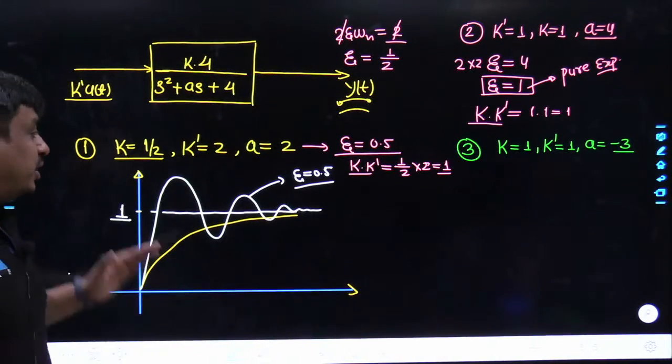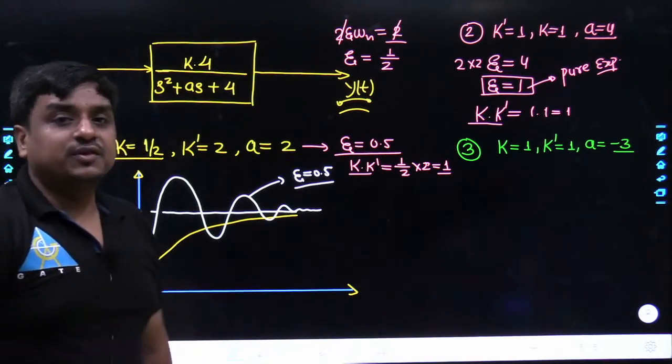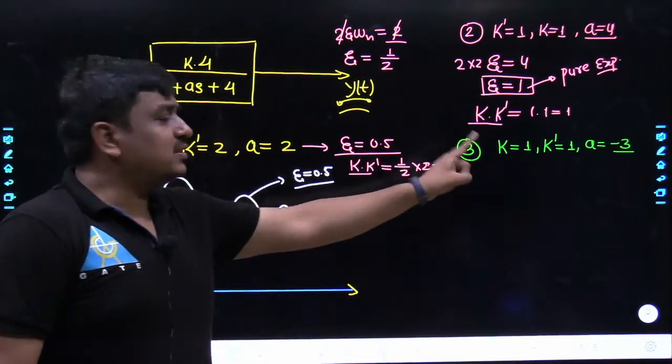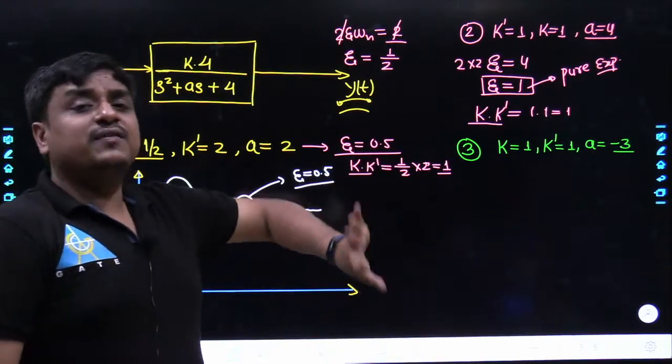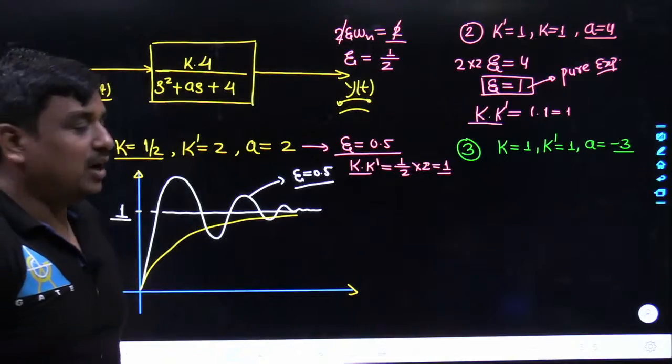Keep in mind, now it would not get settled to any steady state value. It would be an unbounded signal. Why? Because a is -3, that means the zeta would become negative. If the zeta becomes negative, by default the system becomes an unstable system.